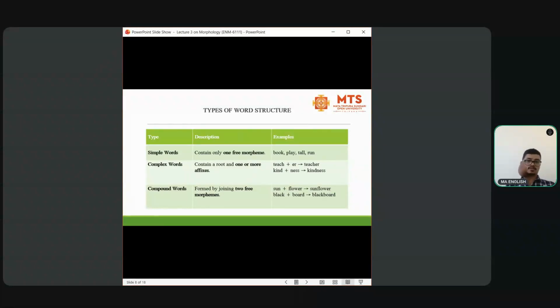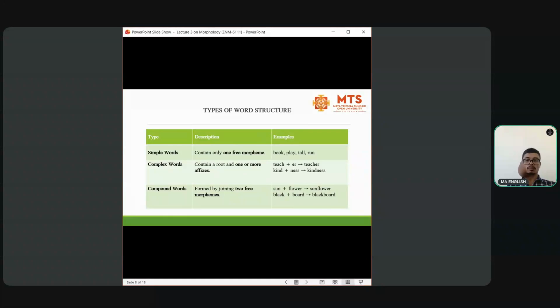So here there are some examples of simple words, complex words, and compound words. As you can see, simple words only contain one free morpheme, like book, play, doll, run, I, you, he, she, all these things. These are simple words. They cannot be further broken down, or if you do break them, it will be the analysis of phonology. It's not morphology, right? If you try to break book into smaller pieces, that's not possible in morphology.